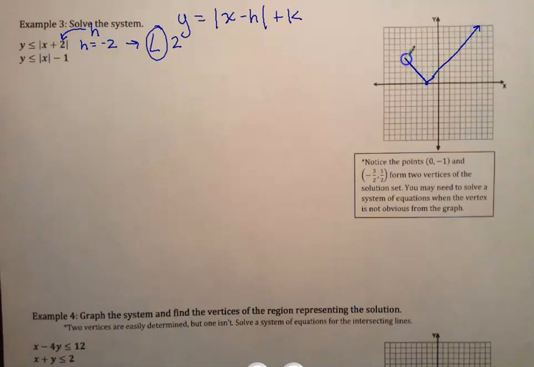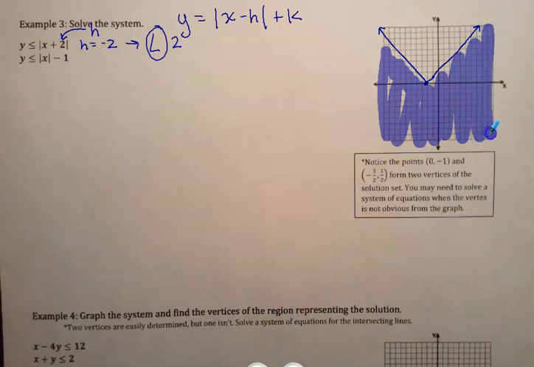Again, okay, but we moved our vertex from the origin, we moved it left 2. All right, and it wants everything that's less than. So where are my y values less than this? Up here? No, down here. So my less than values are down here for this one.